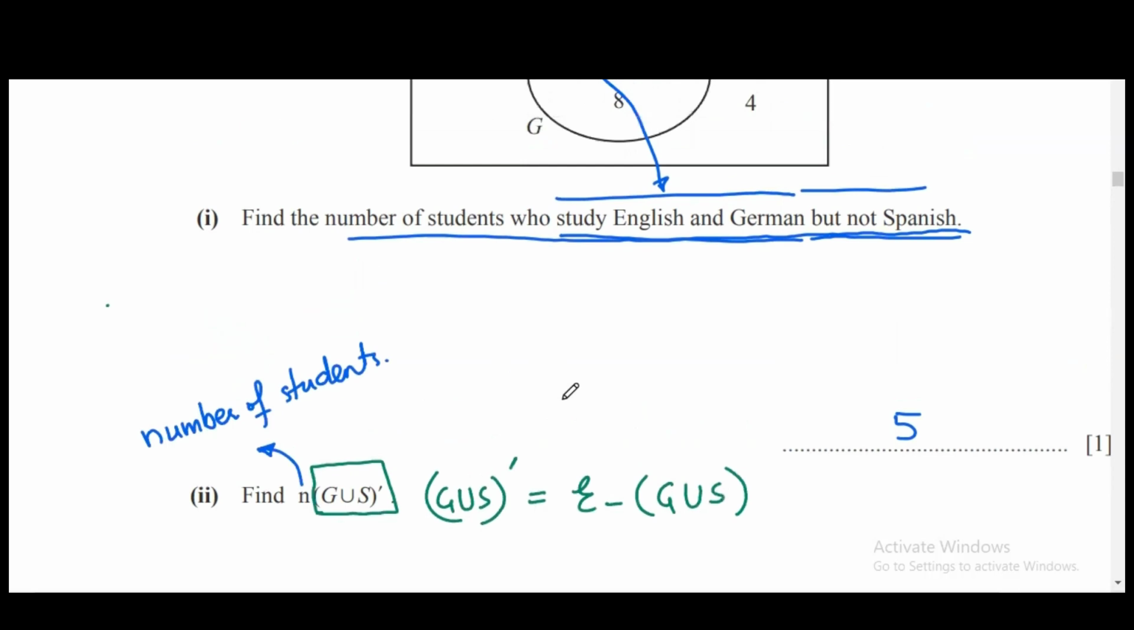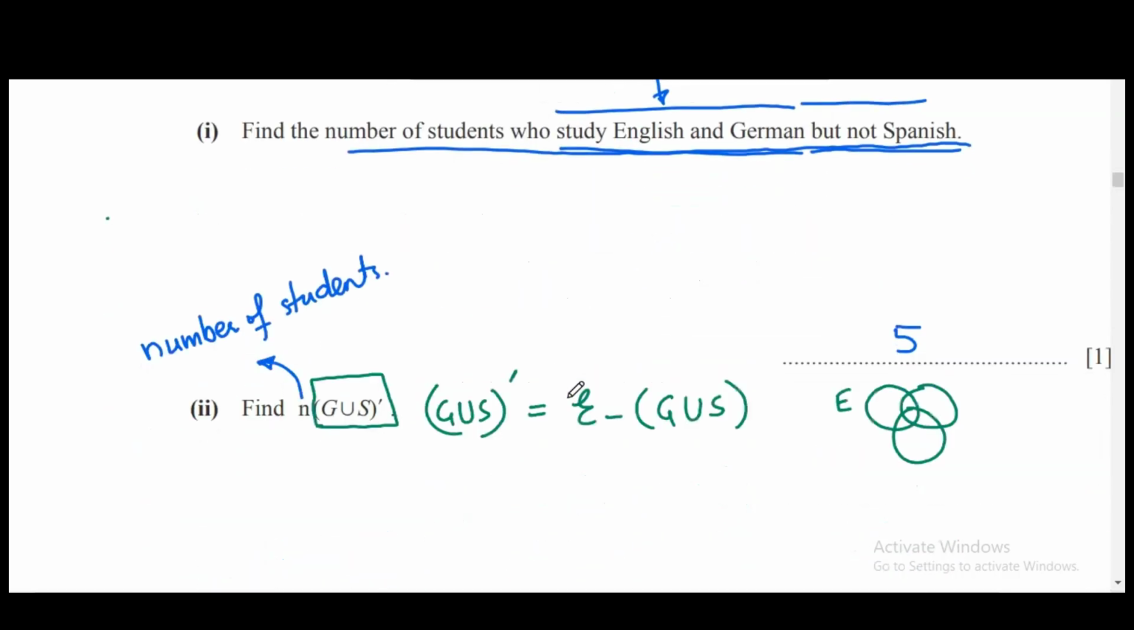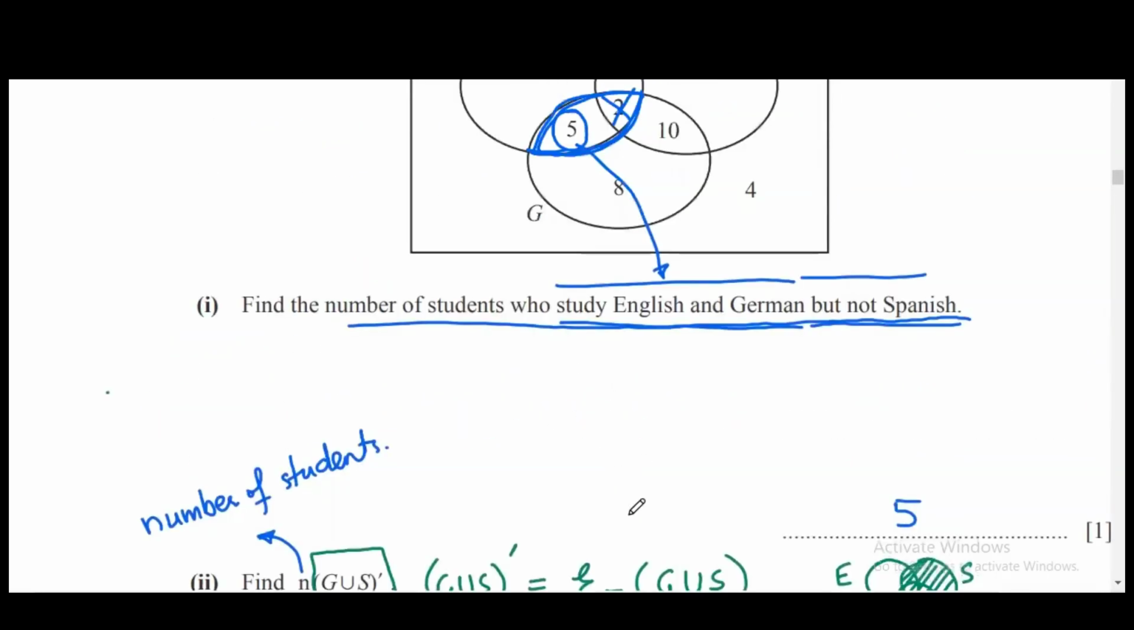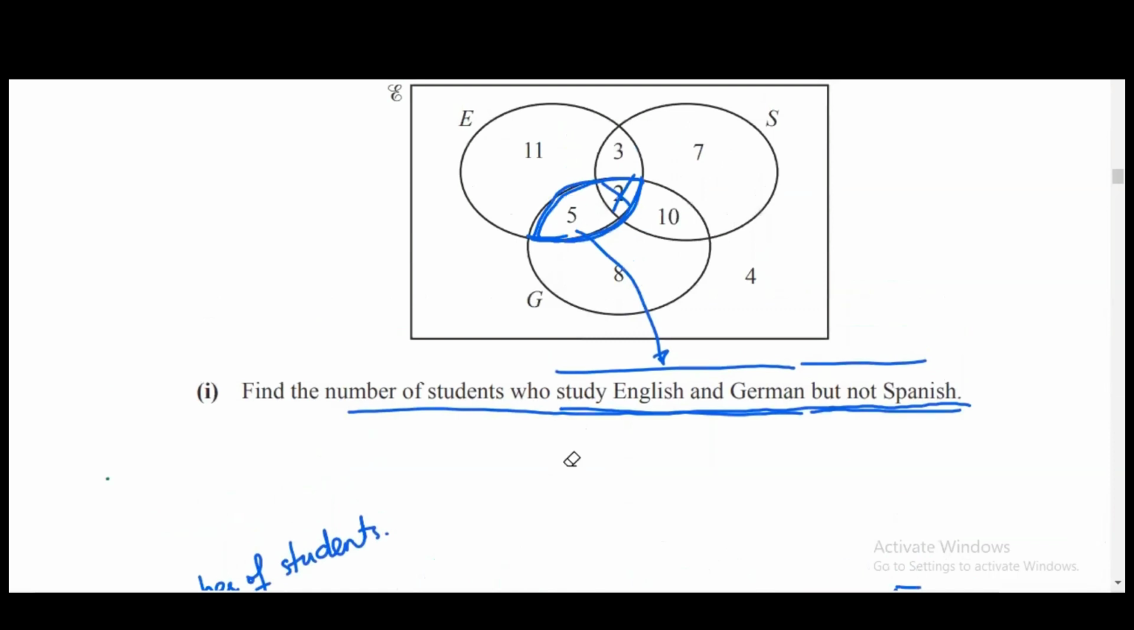And you should know the region of G union S. Suppose this is E, this was English, this was G, this was Spanish. So this is the part of G union S, German and Spanish. You have to subtract all the students who study German and Spanish from the universal set. Universal means all. So we have to subtract all the students who study German and Spanish from the total students. Total is represented by the rectangle. First, I have to remove the solution of part one.